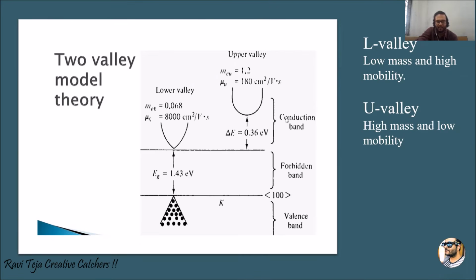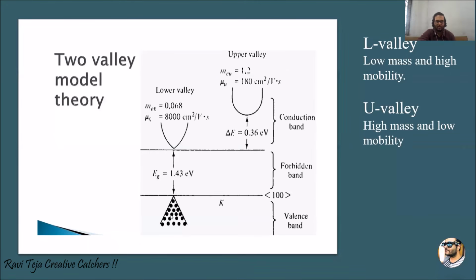So this conduction band contains two valleys. One is the lower valley, which we are considering as the L valley, and the other one is the upper valley, which we are considering as the U valley. The gap between the lower valley and the upper valley is around 0.36 electron volt. So in the L valley, the electron's mass is very low and the mobility is very, very high. And in the U valley, the upper valley, the electron's mass is high as well as mobility is low. Why? We will be seeing it right now.